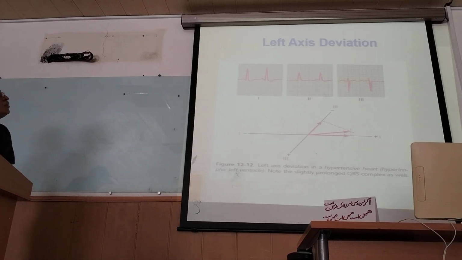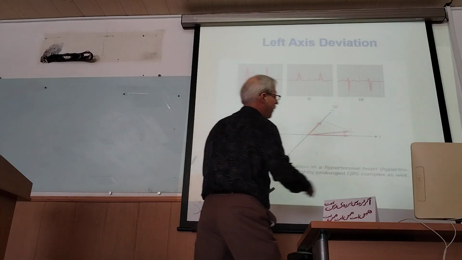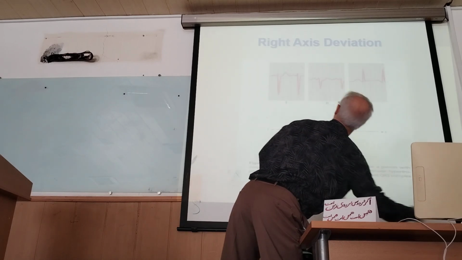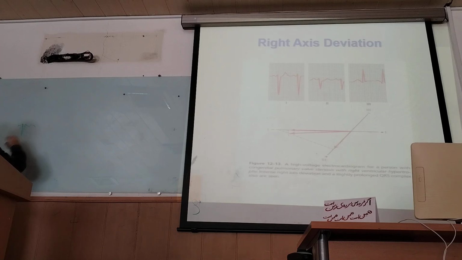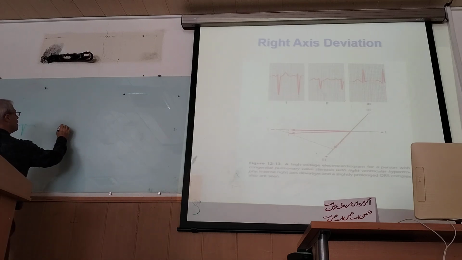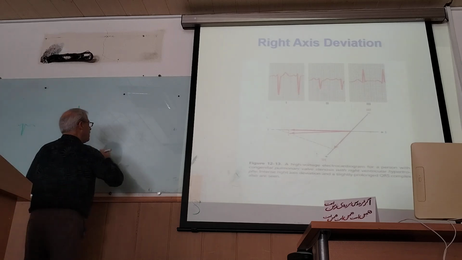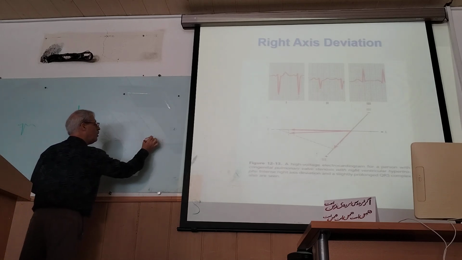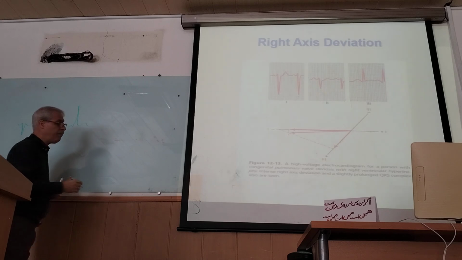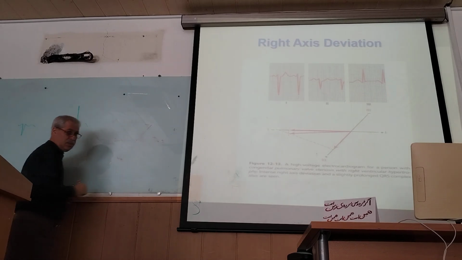Now let us show you something very interesting. Take a look. This is lead 1, am I right? And this is lead 2. These are the coordinates. This is the positive end of lead 1, this is the negative end. Right. This is lead 3, this is the negative end, this is the positive end.